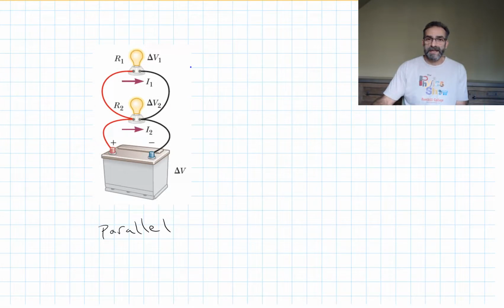If they're hooked up in parallel, and we make our battery voltage 120 volts, well then each one is seeing 120 volts. Our 60 watt bulb will dissipate 60 watts of power. Our 100 watt bulb will dissipate 100 watts of power, and the 100 watt bulb will be brighter.